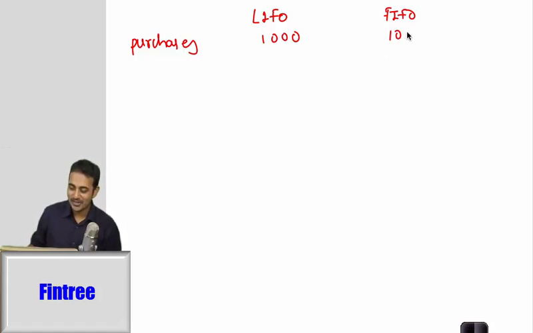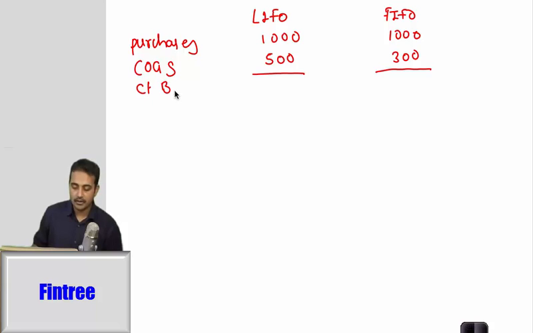The value of purchase would be same. Now we will reduce how much we have sold. So I am saying 500 here and I am saying 300 here. So once we reduce what we have sold, we are left with closing balances. So closing balance here is 500, closing balance here is 700.